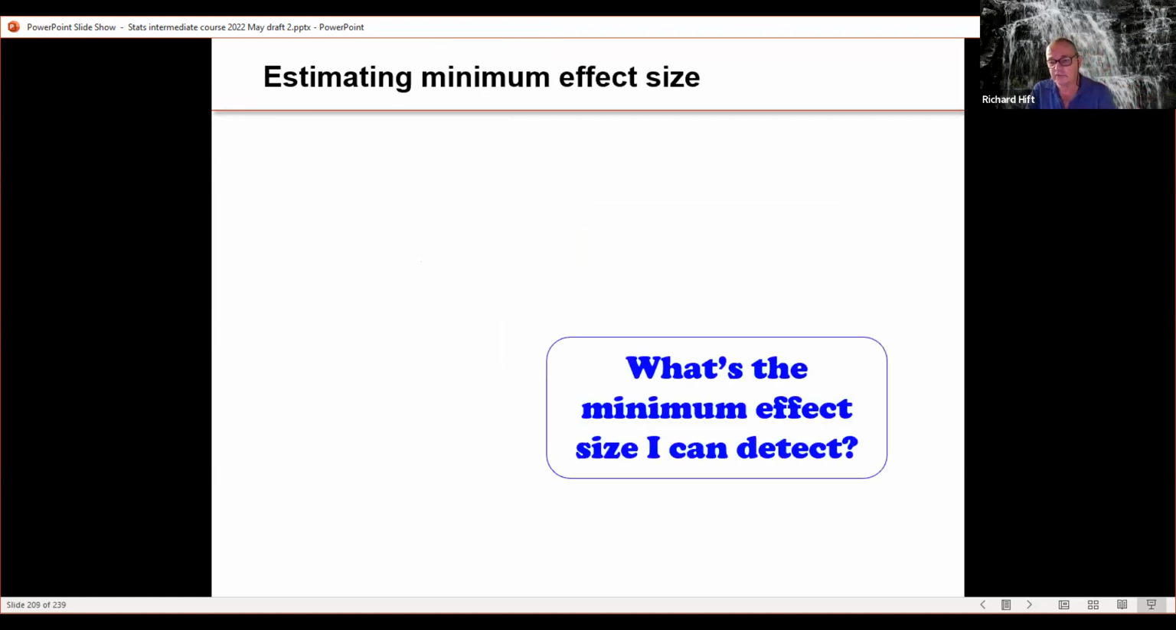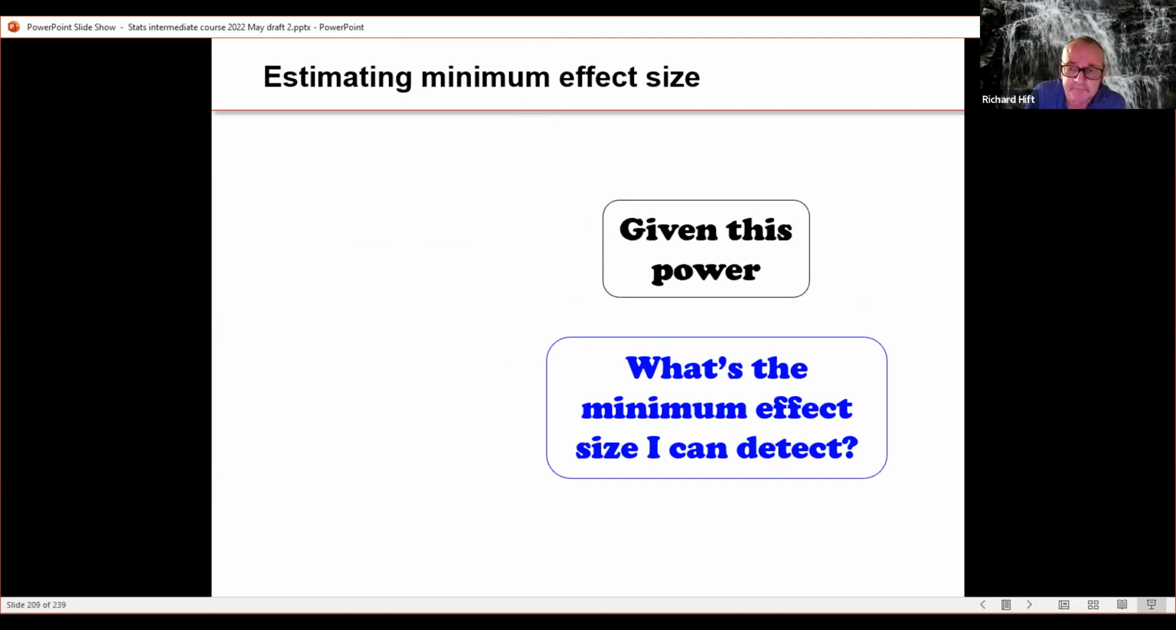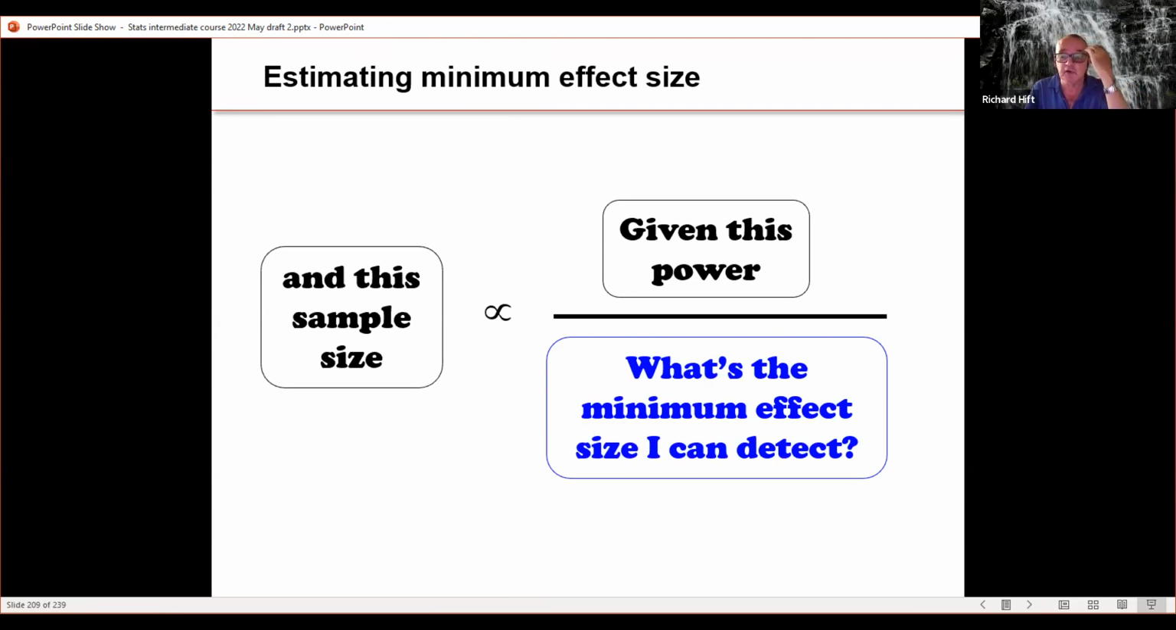Or you can ask it the third way around. What's the minimum effect size I can detect if I want 80% power and I've only got 50 patients? And I can calculate that and say, well, I think you'll be able to determine a survival difference between the two groups of rats of 4 months. If it's 3 months, you won't be able to show significance. If it's 2 months, you won't be able to show significance. But if it is 4 months, you should be able to show significance.